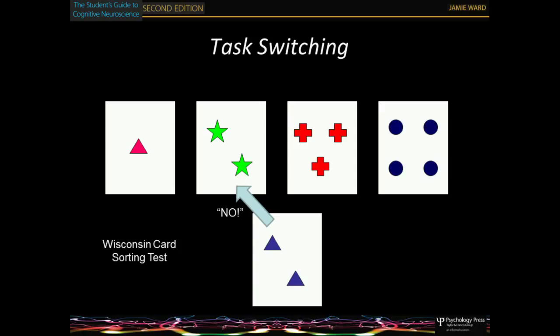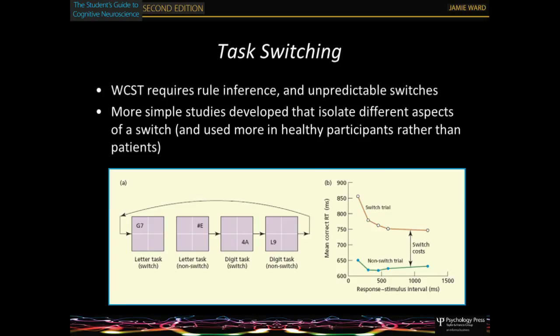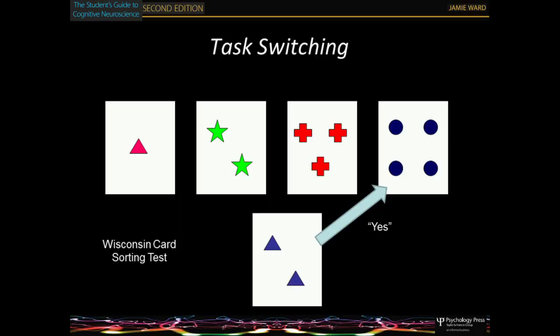So the switches are quite unpredictable, and the patient has to infer the rule. It might be that all of a sudden you sort by colour instead of by number. So you have to switch between one rule and another rule: inhibit the old rule, and activate and hold in mind a new rule. What you find is that patients with frontal lobe damage are impaired on this task. There are lots of errors you can make, but often they go back to the old rule. They don't switch rules in quite the same way.